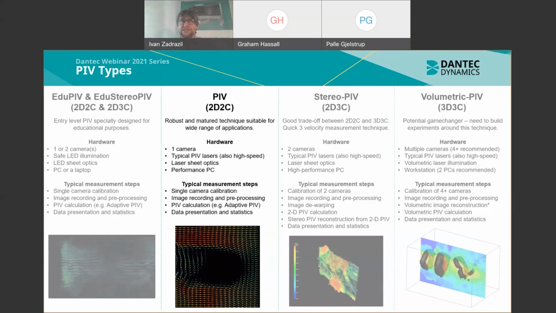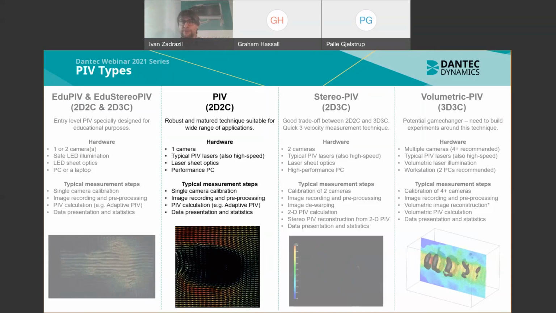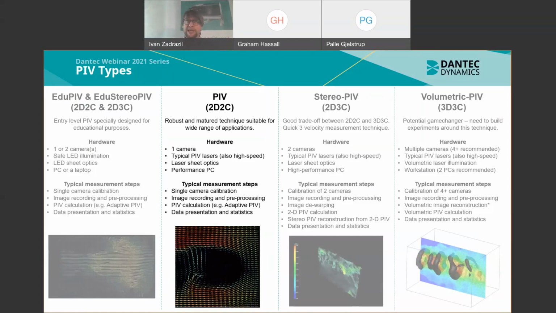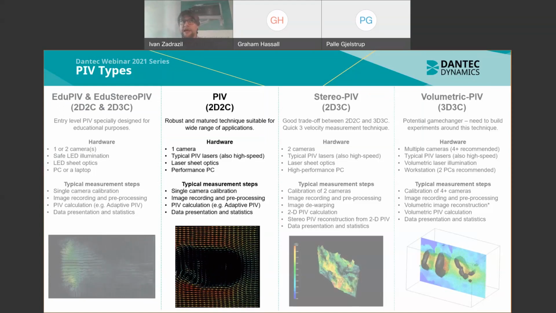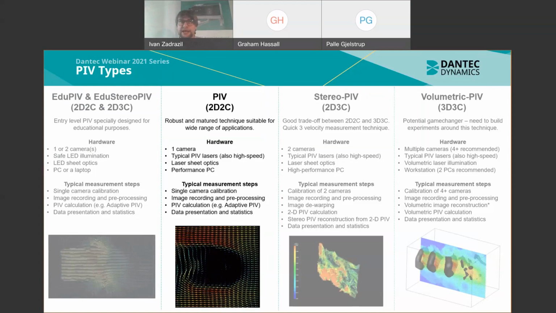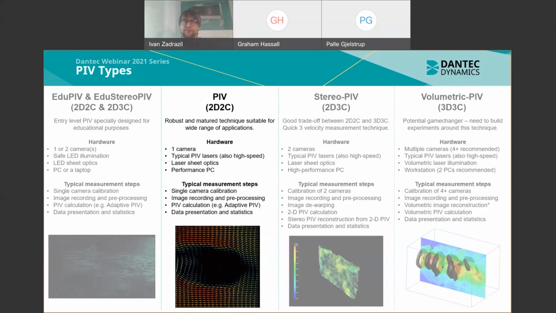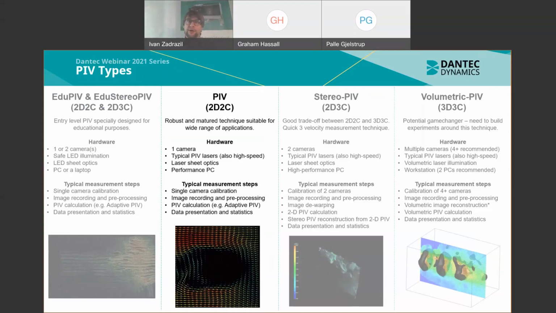And standard 2D 2C PIV is a robust and mature technique, which is suitable for a wide range of applications. Similar to Edu PIV, we are using a camera. However, contrary to Edu PIV, here we use PIV lasers. As I mentioned before, they can be low speed or high speed. And of course, they're equipped with light sheet optics to generate this 2D illumination, and a little bit more powerful PC. The typical measurement steps are identical to Edu PIV.